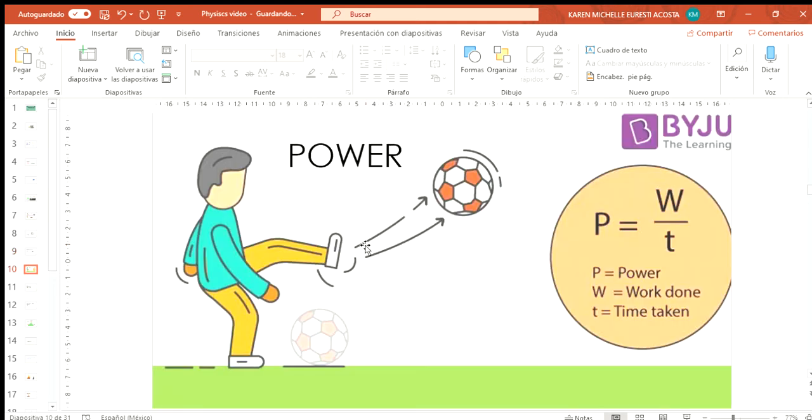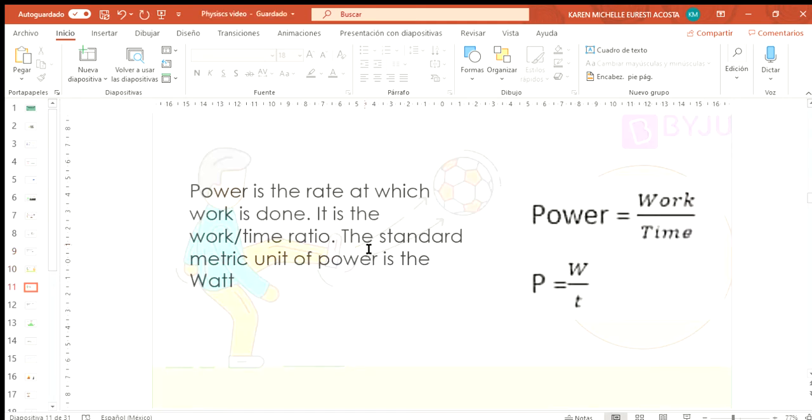Now for the power. Power is the rate at which work is done. It is the work divided by time ratio. The standard metric unit of power is the watt. So we have the formula here, that is represented by P, work by W, and time by T.